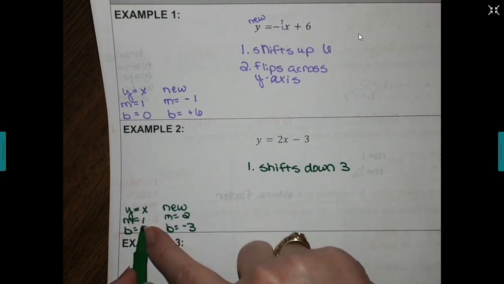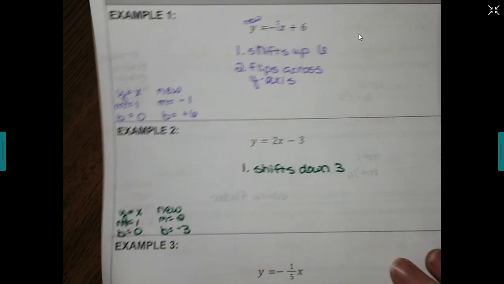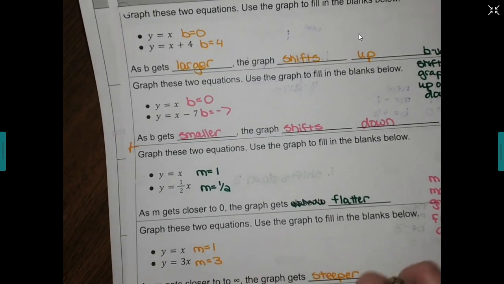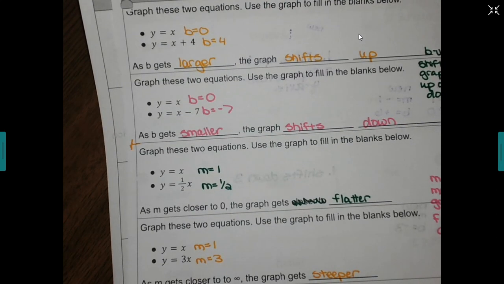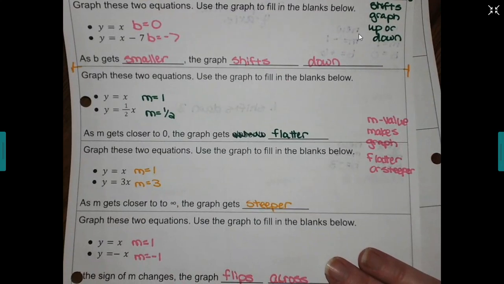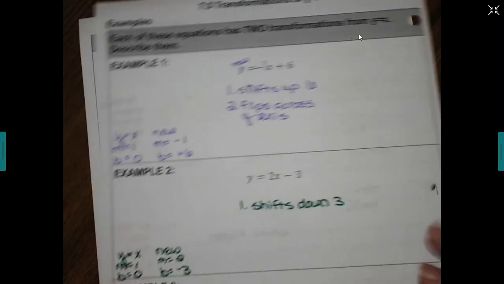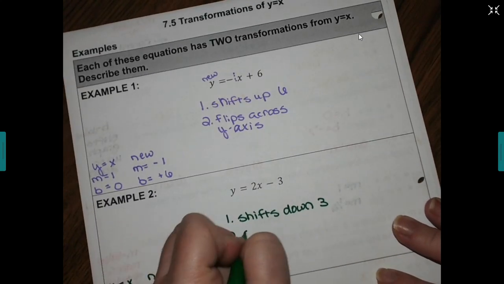And then my m, from 1, it got bigger and it got closer to infinity. So let's go look over here. That's similar to this one where it starts at 1 and then it got bigger. As m gets closer to infinity, the graph gets steeper. So my second transformation is that my graph gets steeper.